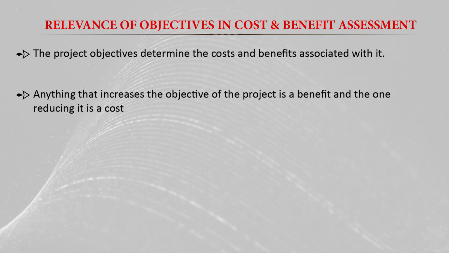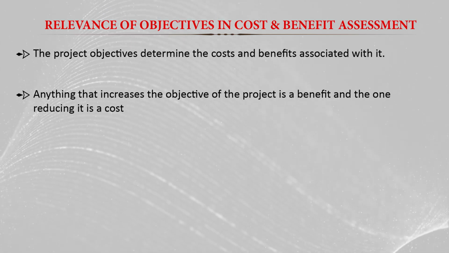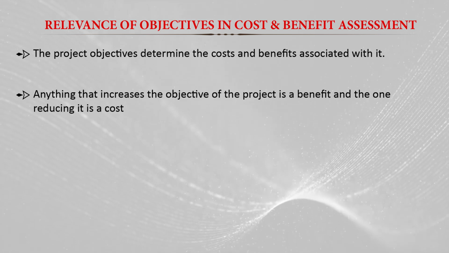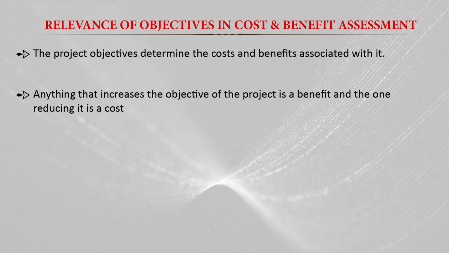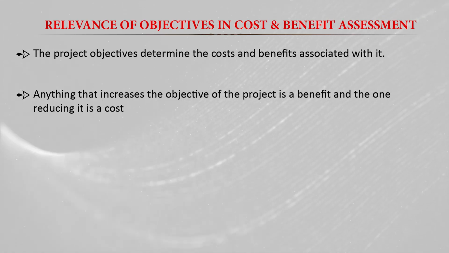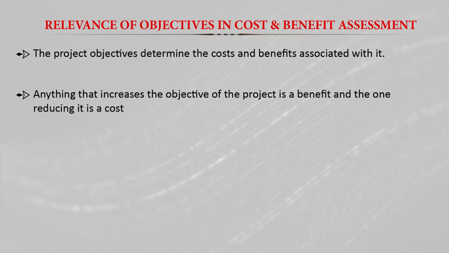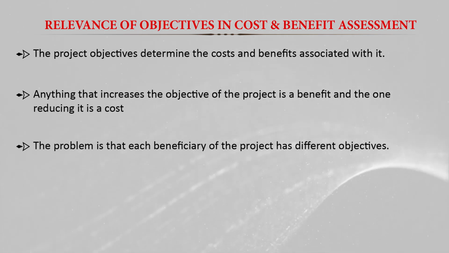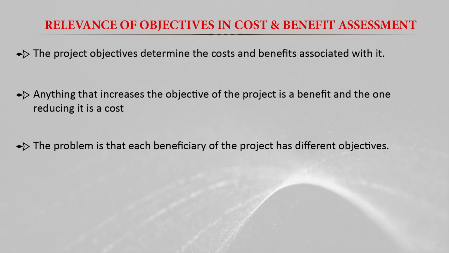So here is the definition of cost and benefit. Anything which increases the amount of the objective realization out of that project is the benefit, and anything which reduces the benefit to the society is the cost to the society. And the problem is that each beneficiary of the project has a different objective.